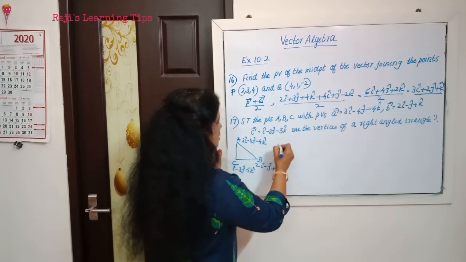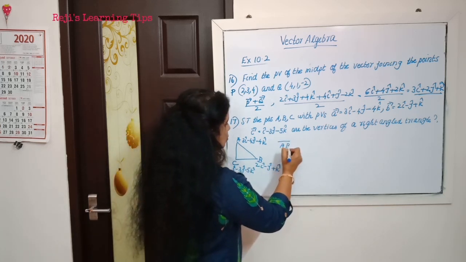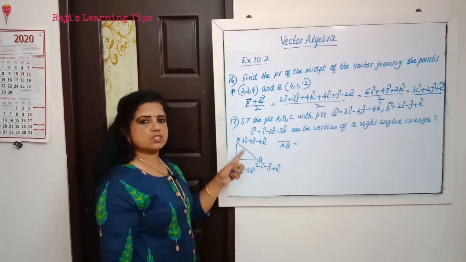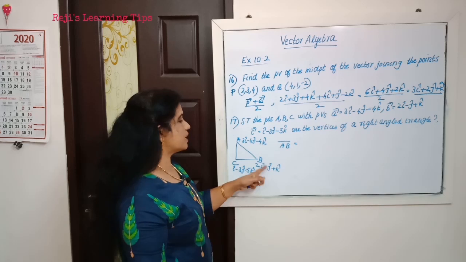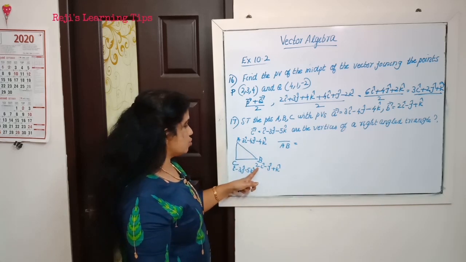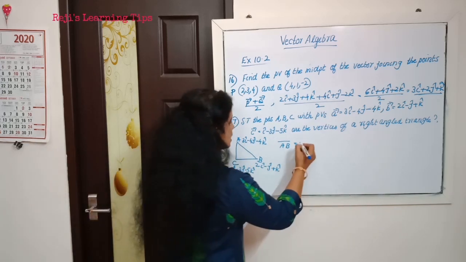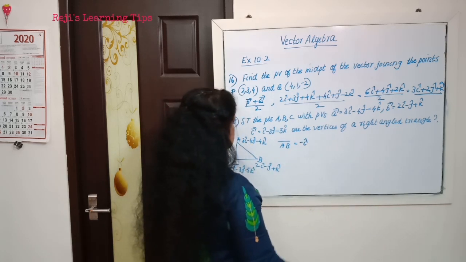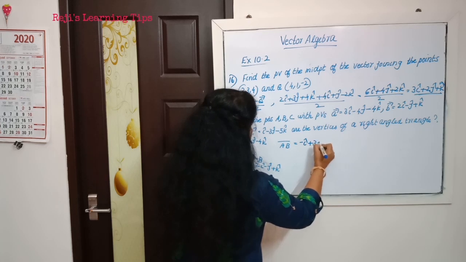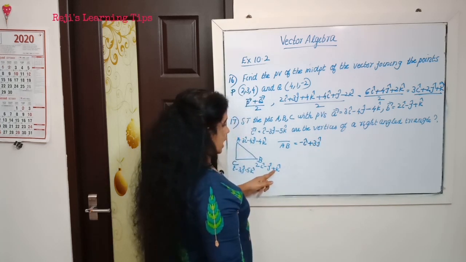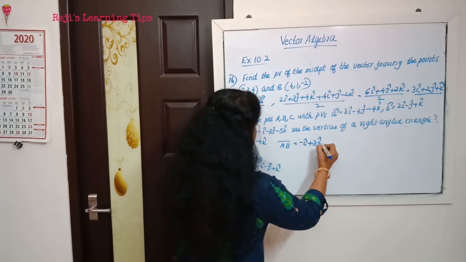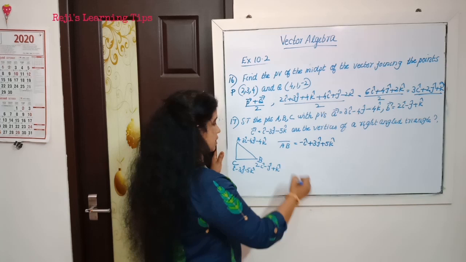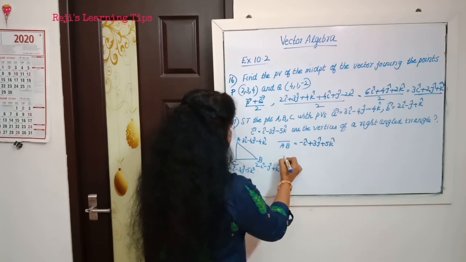First we should find vector AB. Vector AB means x2 minus x1 into i cap plus y2 minus y1 into j cap plus z2 minus z1 into k cap. Then 2 minus 3 is minus i cap. Then minus 1 minus of minus 4 is plus 3j cap. Then 1 minus of minus 4 is 5k cap. Okay, that is AB.